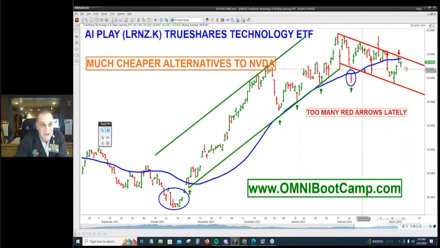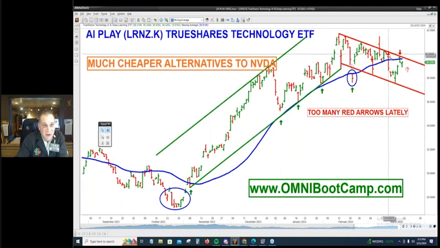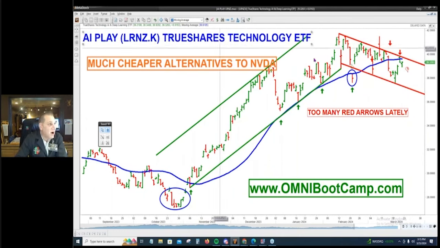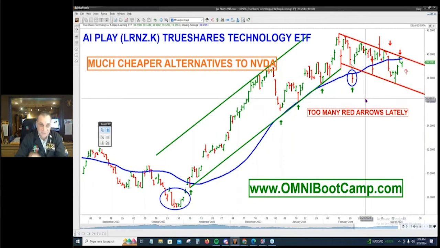Here's what I don't like. Since then, it's spent a lot of time under the average. Also, if you look, I've got a green arrow, green arrow, green arrow, green arrow, green arrow. Why am I suddenly putting up red arrows? Red arrow, red arrow, red arrow. I don't like the fact that we're getting a lot of red arrows here. So I'm going to tell you that if LRNZ does not settle above 40 today, remove it from our portfolio. That's what the red thumb pointing down is for.